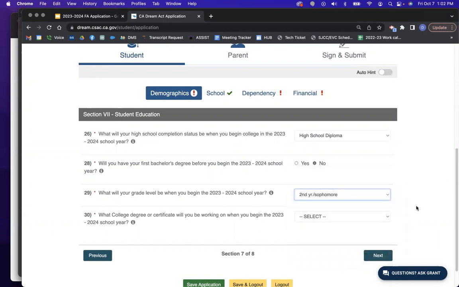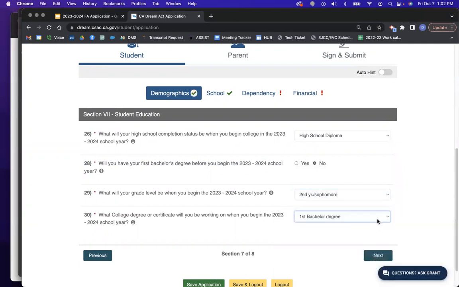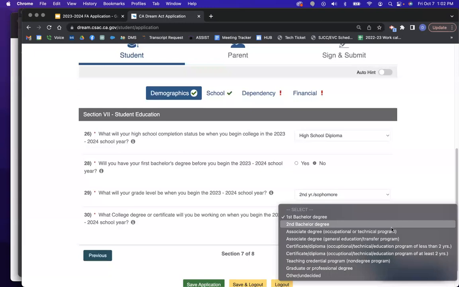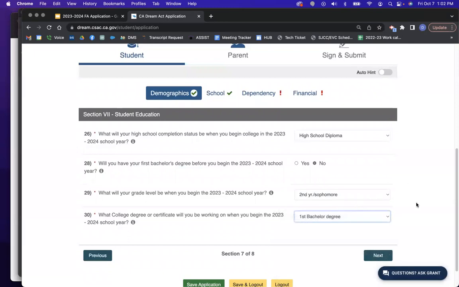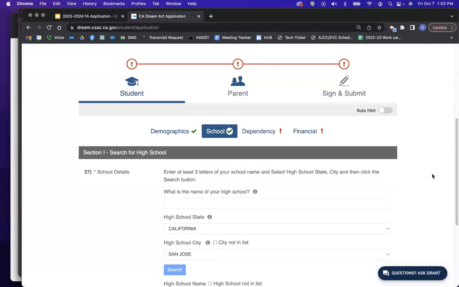And then what college degree or certificate will you be working toward? And I'm going to put first bachelor's. If you are in community college, you would be doing an associate's degree for general education and transfer. And then obviously, if you're doing grad school or teaching credential program, then you would do those. But for the purposes of this sample, I'll be doing first bachelor's. Okay, then this information should have saved from the last time you submitted. And this is your parents' education completion.